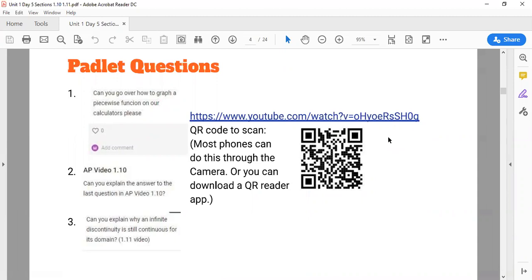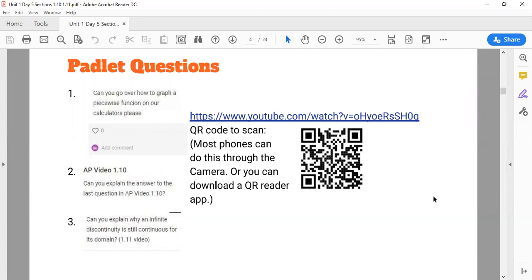This video is about 8 minutes long. You really only need to watch the first few minutes. And you can scan this QR code here with your phone. You can usually pull up your camera and just hover over it and the link should pop up to click. Or you can download a QR reader app, either way, or last resort, type in that horrible, long link.